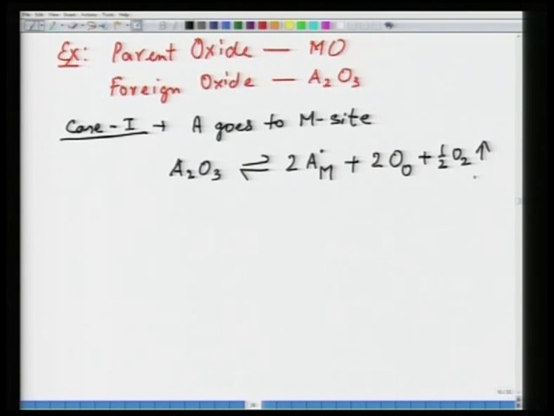So, this is balanced in terms of mass and site, but how about the charges, the electrical neutrality? You have now plus 2 charges here. These plus 2 charges have to be compensated. So, these 2 charges here are compensated by creation of 2 electrons. So, this is your electronic compensation and giving rise to quasi free electrons. So, this is case 1.